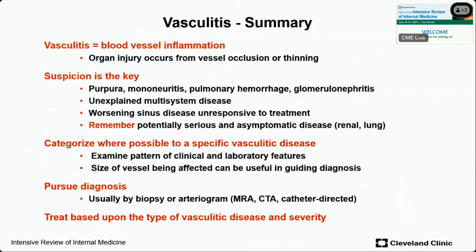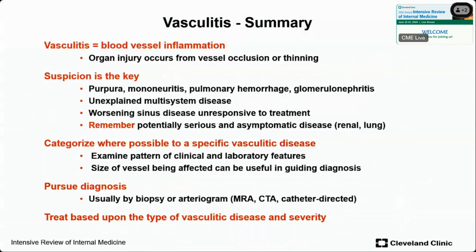So in summary, vasculitis represents blood vessel inflammation, where organ injury occurs from vessel occlusion or thinning. Suspicion of vasculitis is the key, where we're looking for features that might suggest purpura, mononeuritis multiplex, pulmonary hemorrhage, or glomerulonephritis, but also thinking about this in unexplained multi-system disease, such as a patient with worsened sinus disease, unresponsive to treatment, and do remember potentially serious and asymptomatic disease affecting the kidney or lung when present.